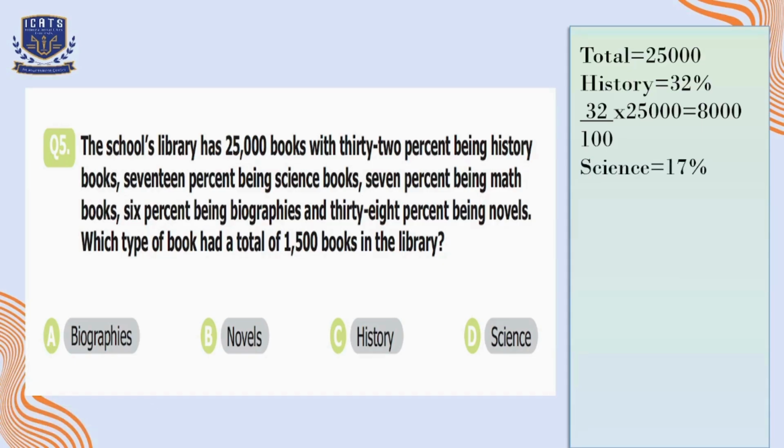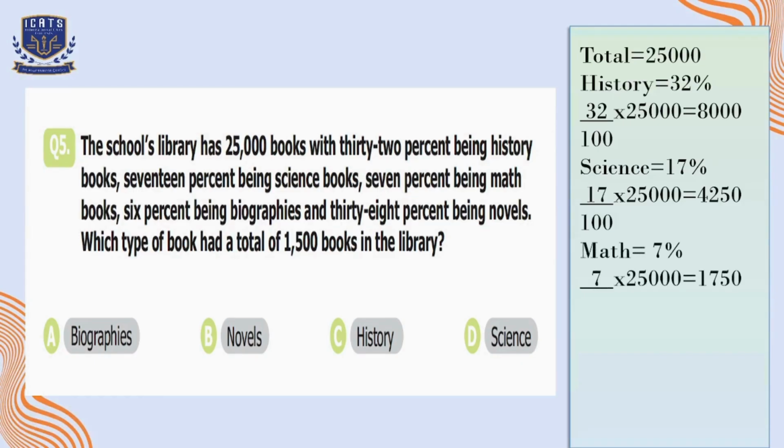So let's calculate 17% of 25,000, which is 4,250. After that, 7% being math books. So 7% of 25,000 is 1,750. And 6% being biography. So let's calculate 6% of total, that is equal to 1500.